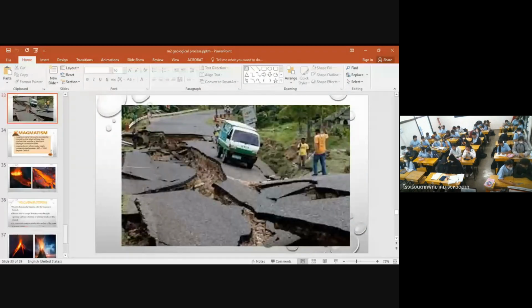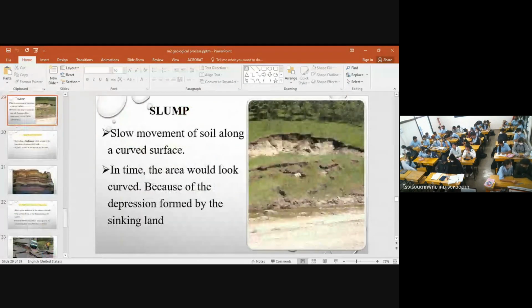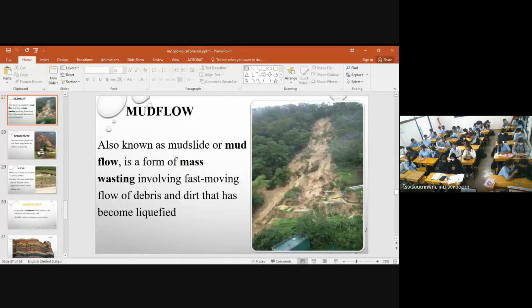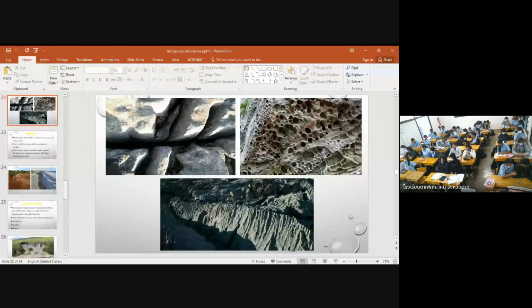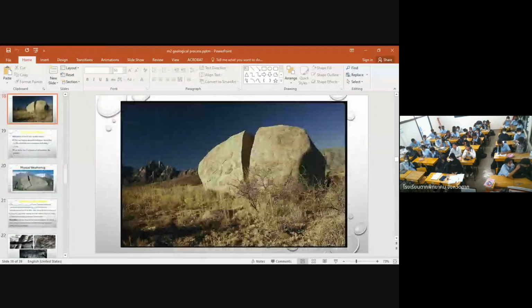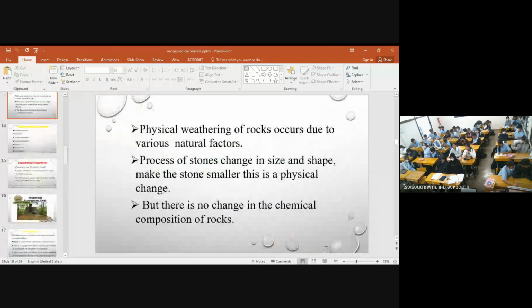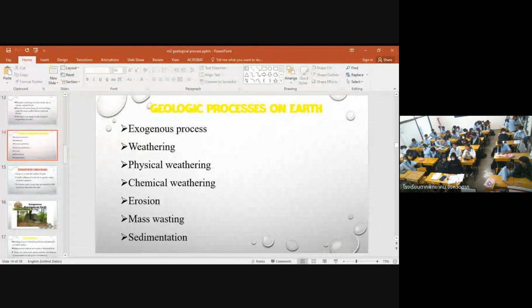Again, what are the types of geological or geologic processes on Earth? We have exogenous. Again, everyone, geologic processes on Earth, what are they? Again, keep attention. Okay. Geologic process on Earth, number one.